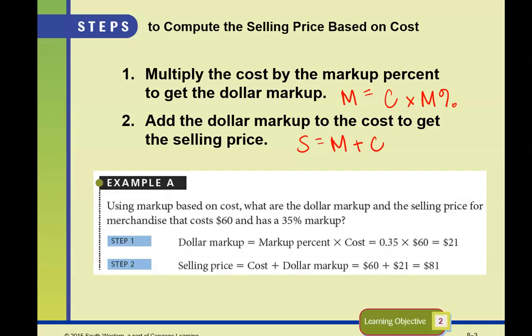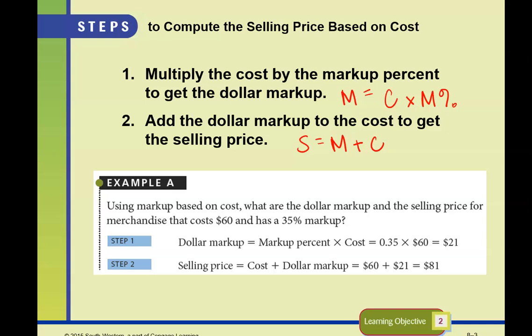Here's an example. Using a markup based on cost, what are the dollar markup and selling price for something that costs $60 and has a 35% markup? Recall that we're looking at all of these from a business point of view. When we say cost, we're talking about what it costs the retailer to purchase it from a manufacturer. Let's say Target buys something from their wholesaler. What Target purchases at is their cost. Their selling price is the price that you and I have to pay as consumers.